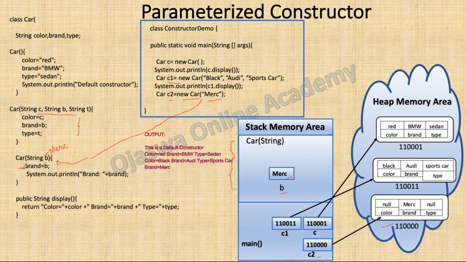Now the code we are writing is brand equal to B. Instance variable brand equal to local variable B. The value of B is retrieved, that is value merc, and we are writing brand equal to merc. So inside the object, instance variable brand will have its value merc. We are not assigning values for color and type, hence these values will be null. And the next statement is we are printing out the data of an instance variable. So it will print brand, and the value of instance variable brand is invoked and it is printed. After the execution, control goes back and the program terminates.